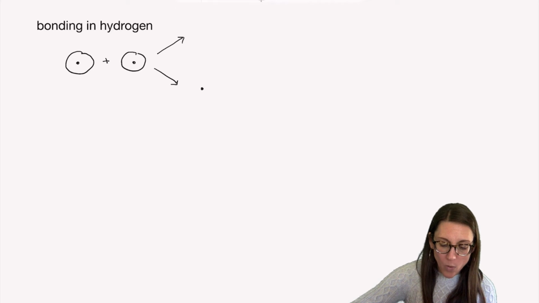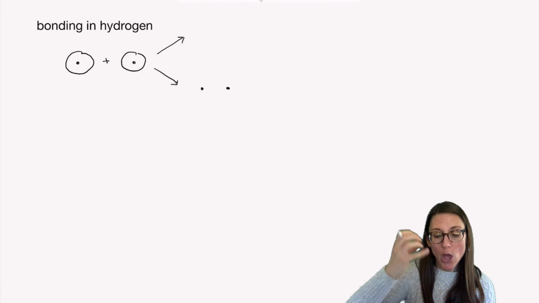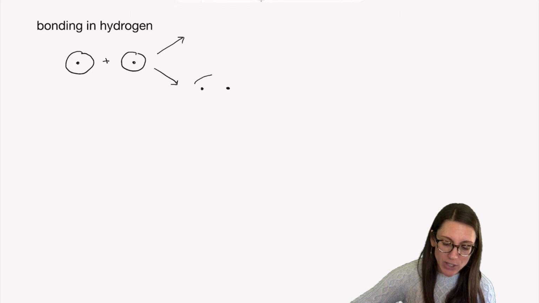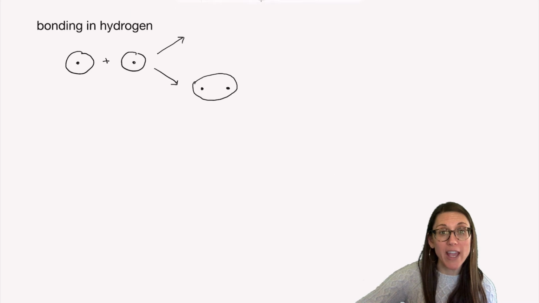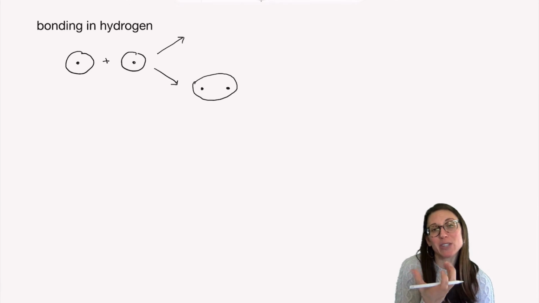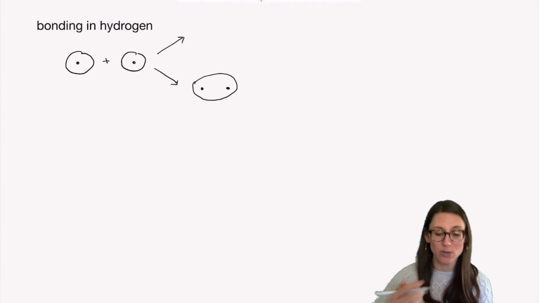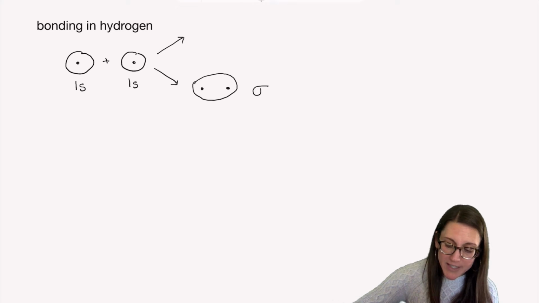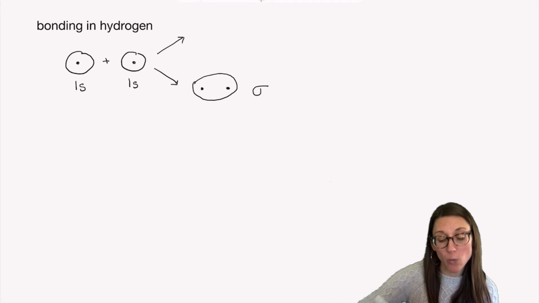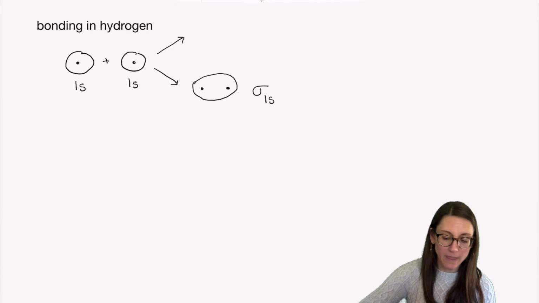When the orbitals come together in a constructive interference way, you end up with the electron density concentrated between the 2 nuclei, and you have what we call a bonding interaction, and this forms a sigma bond because the electron density is concentrated on that internuclear axis. And since this was formed by the combination of 2 1s orbitals, we call this the sigma 1s.